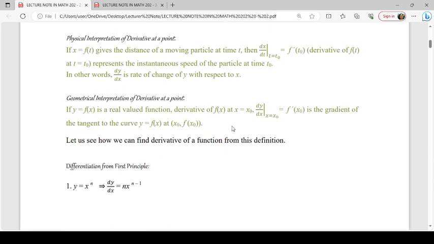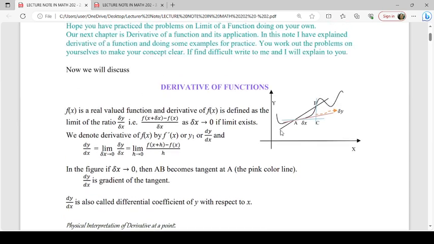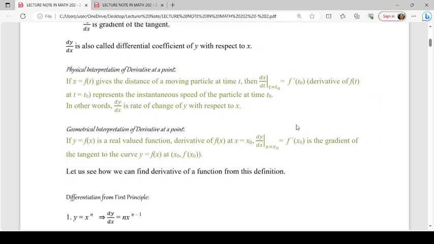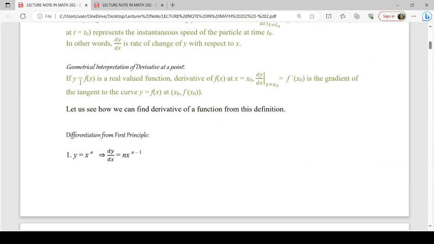Geometrical interpretation: dy by dx at x equal to x naught is the gradient of the tangent. The tangent is this red line. At this point a is the secant, and as e approaches a in this way, delta y also approaches this point, and delta x approaches 0. So the secant becomes the tangent at the point a. This is the interpretation, to be remembered.